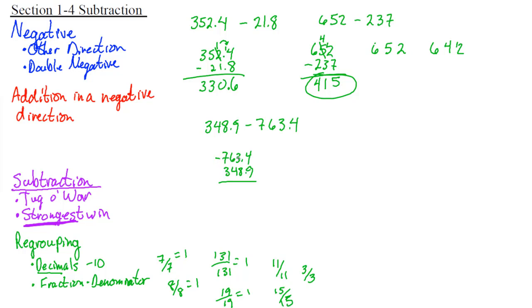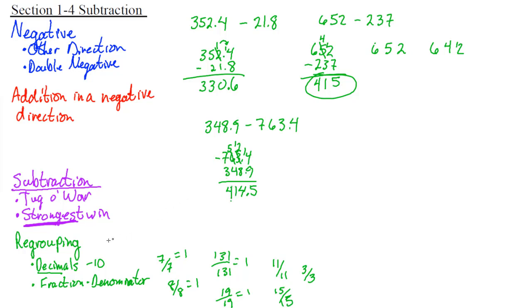So 4 minus 9, nope, 4 is too small. So we take away from the 3 a whole 1, and that creates 10 tenths. So now we have 14 tenths. Minus 9 tenths, we got that, 5 tenths, yay. 2 minus 8, nope, 2 is too small. So we now take 1 away from there, and that adds 10 to the previous column. 12 minus 8 is 4. 5 minus 4 is 1, and 7 minus 3 is 4.